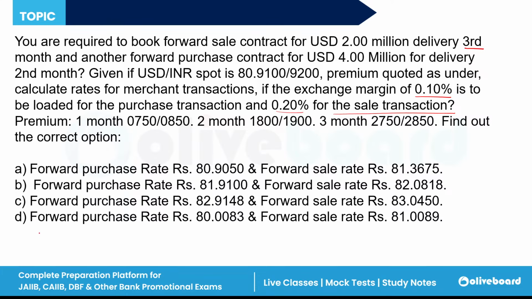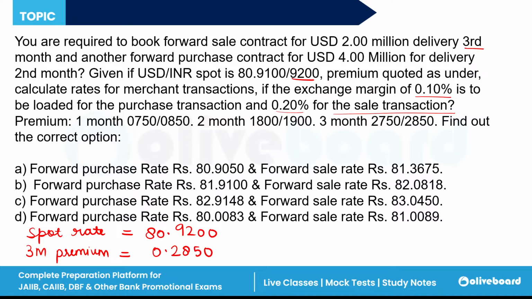If we calculate first the forward sale, we have to take the spot rate which is highest in the market, that is 80.9200, and the 3-month premium is to be charged, which is here 0.2850, right? Then what is the total here? 81.205.